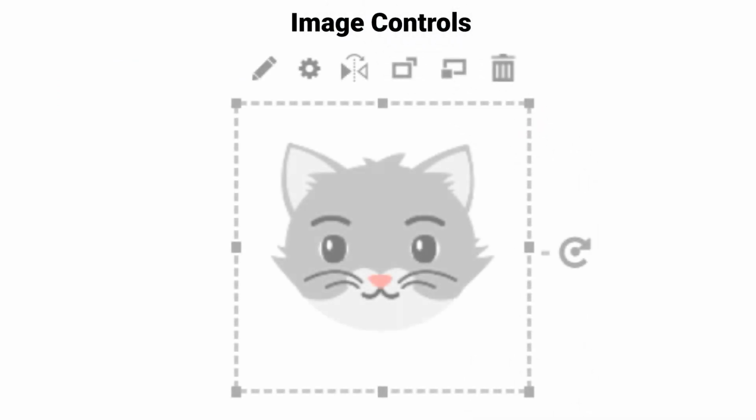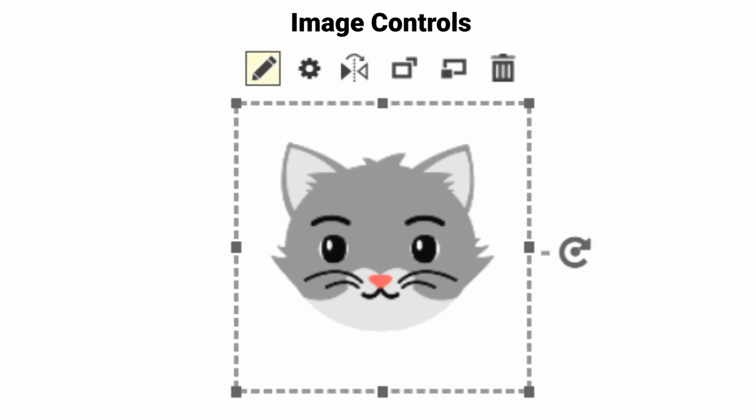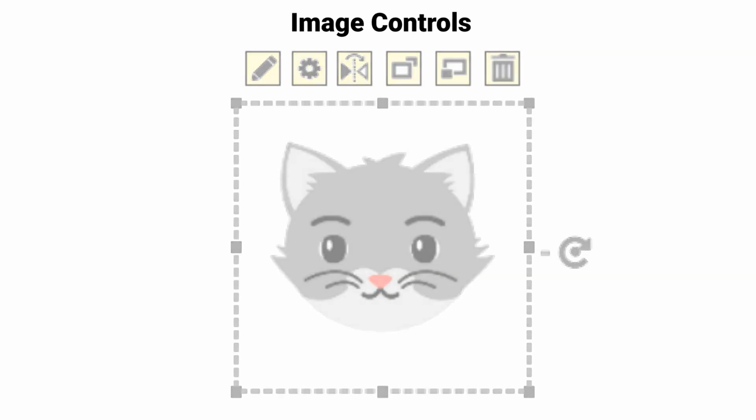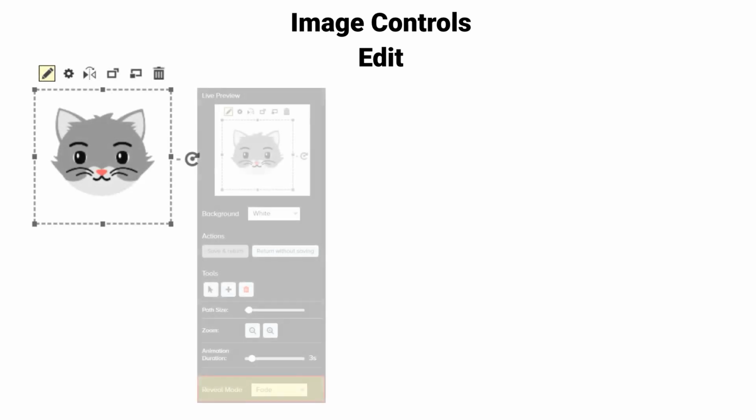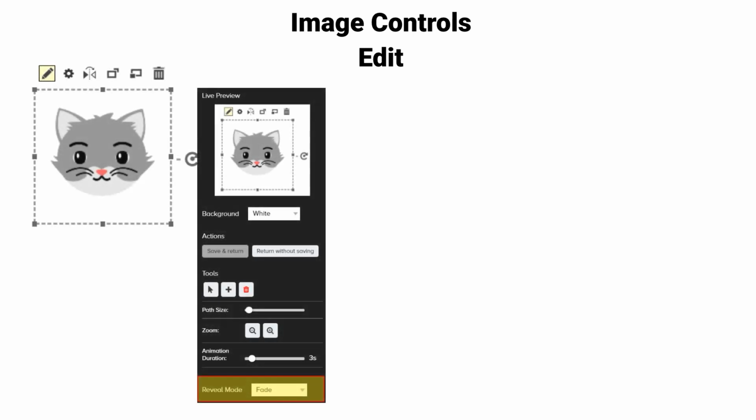There are numerous image controls we have available to us as a doodler. Edit, asset settings, flip, bring forward, send backward, and delete. Let's talk about editing first. Editing the image is mainly geared around creating paths.